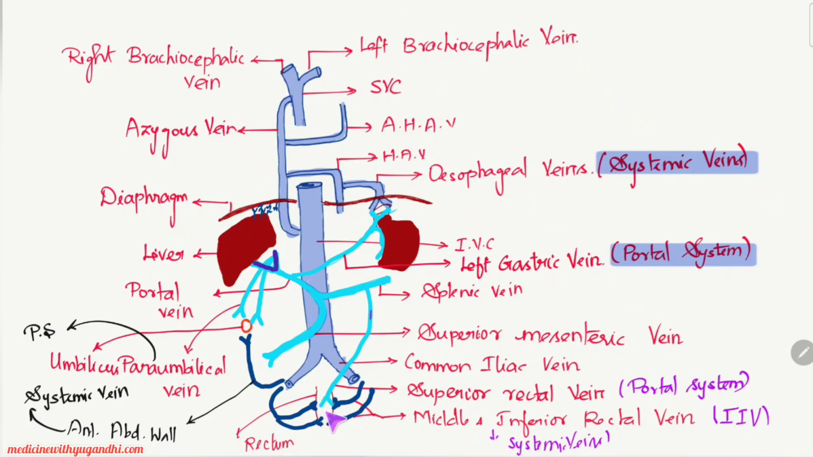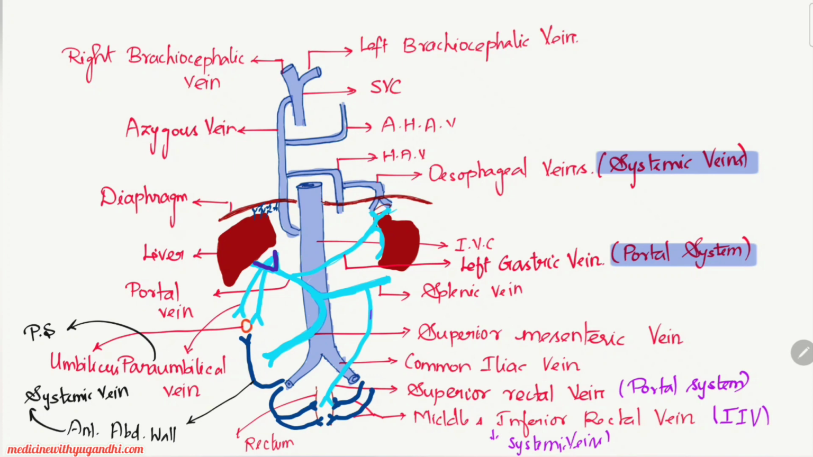Next, coming to the next site of portocaval anastomosis, at the lower end of the rectum you could find the superior rectal vein, which anastomoses with the middle and inferior rectal veins. The superior rectal vein drains into the splenic vein, and thus it comes under the portal system. And then here you could see the middle and inferior rectal veins. These drain into the internal iliac vein, which is a systemic vein. So these come under the systemic veins. So at the lower end of the rectum, the superior rectal vein anastomoses with the middle and inferior rectal veins.